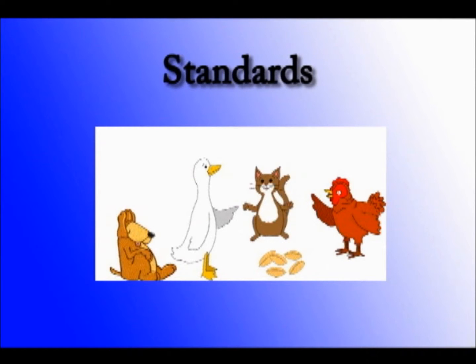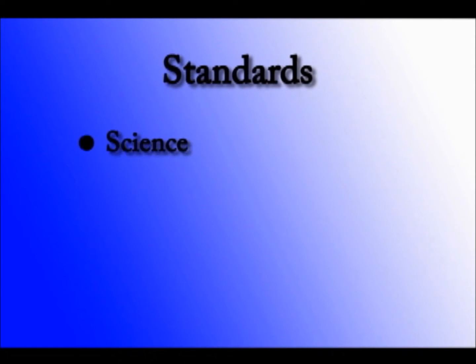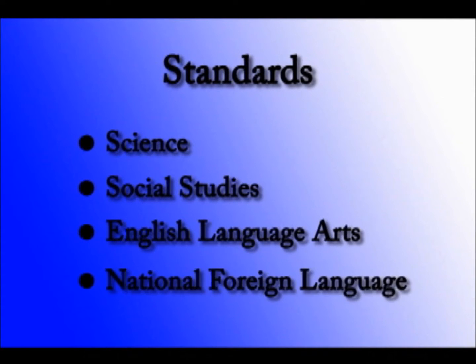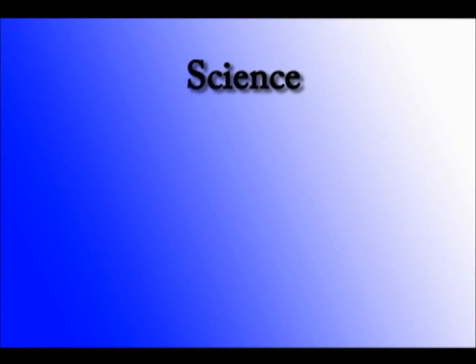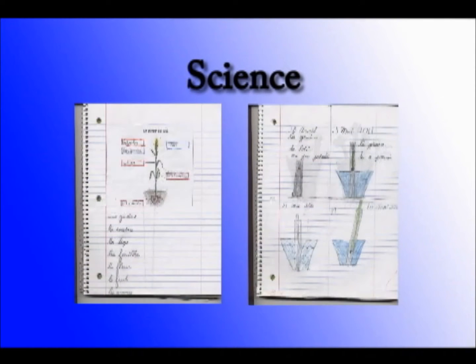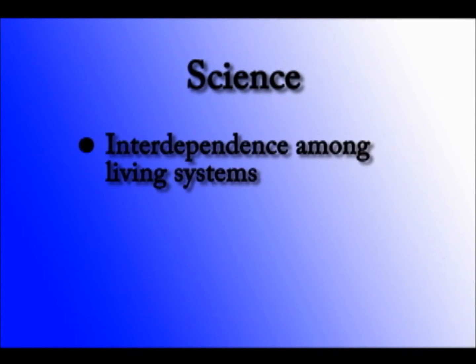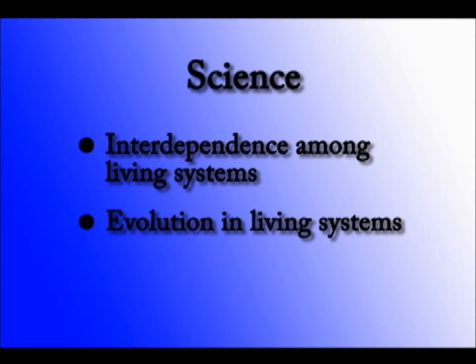It encompasses a number of state standards from science, social studies, and English language arts, as well as the national foreign language standards. During several weeks prior to this unit, students planted a variety of seeds, including wheat. Their observations and discussions about wheat and wheat products provided an excellent introduction to the Little Red Hen, which, in turn, reinforced the standards, interdependence among living systems, and evolution in living systems.